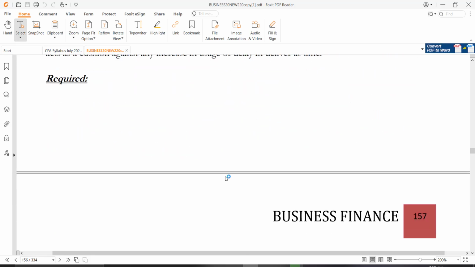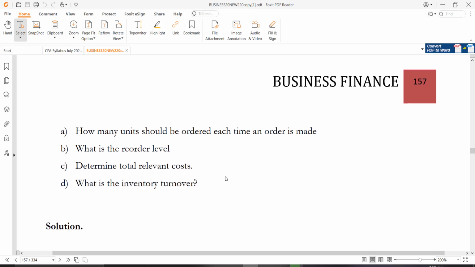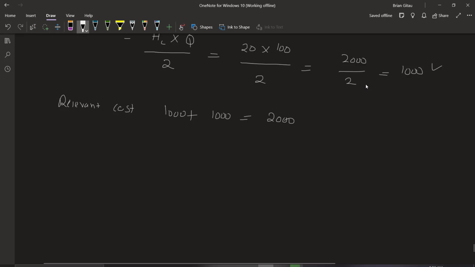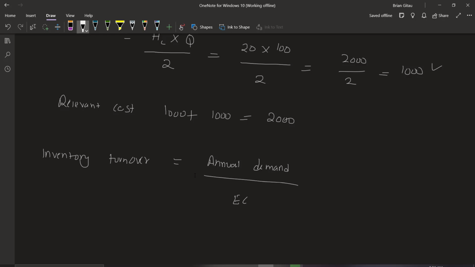Next, after determining the total relevant cost, we determine our inventory turnover. How many times do we have to place an order? The annual demand divided by the EOQ. In this case we have 2000 divided by 100. This is giving us 20.